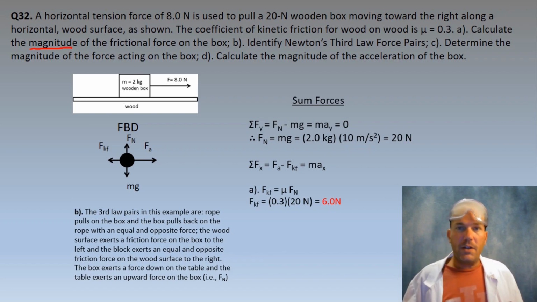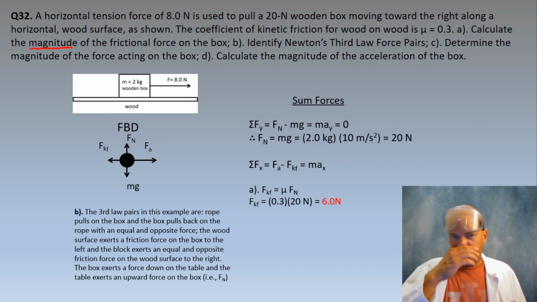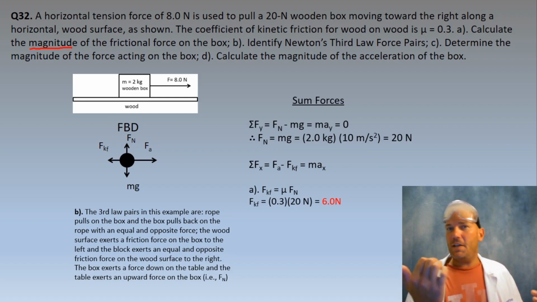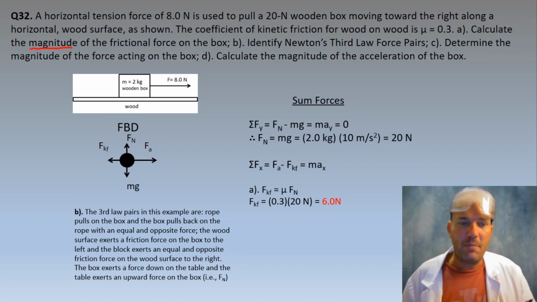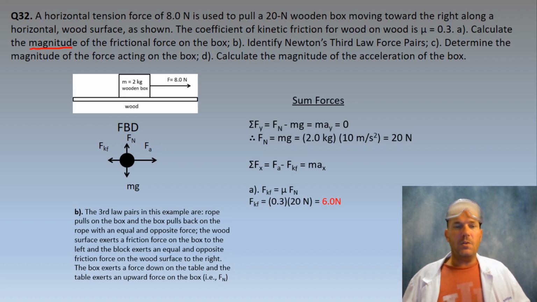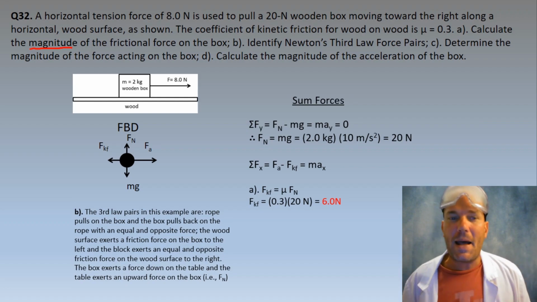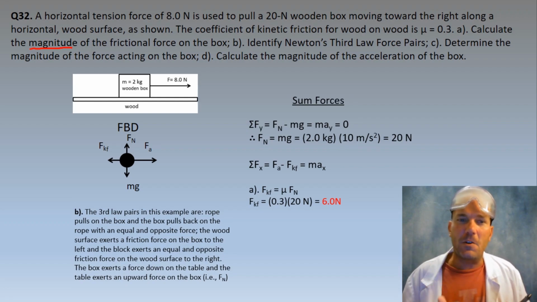What is the force of friction? Well, there must be a Newton's third law force pair. So if the wood is exerting a leftward force, then the box is exerting a rightward force on the wood table. Okay, and then of course we have the box exerting a force down on the table, and the table exerting an upward force on the box. And we call that force that the wood exerts upward and perpendicular on the box force normal.